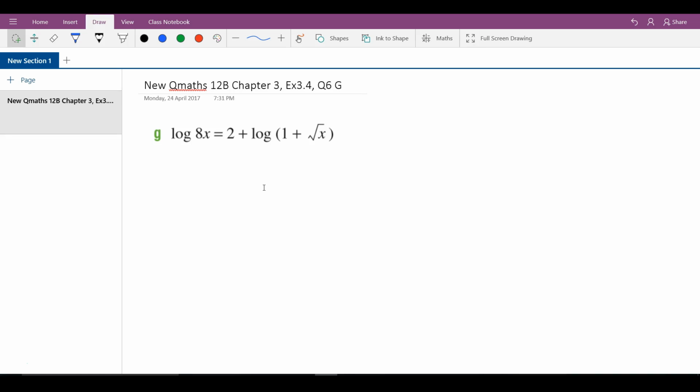Now the biggest problem I see when I first look at this is this root x. Alright, we have to try to get rid of it. We have to try to get rid of the root x. This one. That's the big problem.